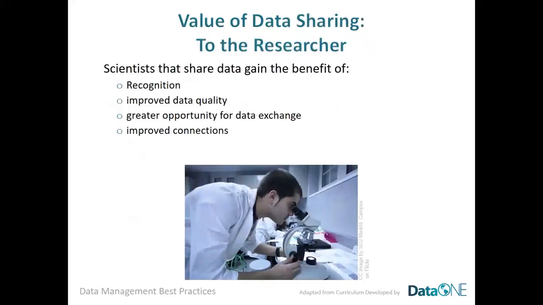And then finally, to you as a researcher, there's the benefit of additional recognition by making your research data available. When you make it publicly available, it improves your data quality, because the more eyes that are on a data set, of course, the higher quality it becomes, because errors are found and errors are corrected. And it helps you to have greater opportunity for exchange with other researchers, in addition to just collaborating with them on research. By sharing your research data, your connections are improved with researchers across the world within your field.